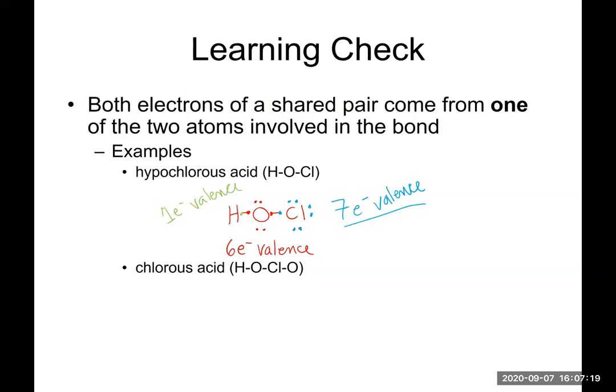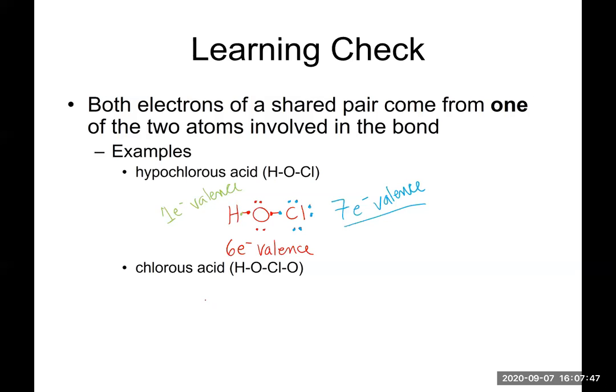So in other words, each one of these atoms is donating 1 electron to each bond. I know that oxygen is donating an electron to the OH bond and it's donating an electron to the OCl bond, but it's still only donating 1 electron to each of those bonds. Let's talk about what's going on with the other structure, chlorous acid on the bottom.